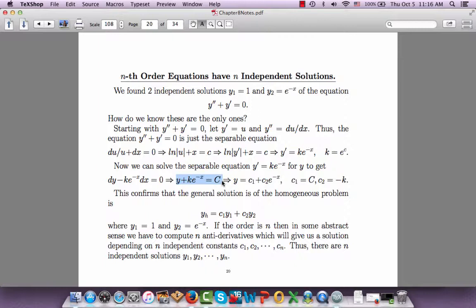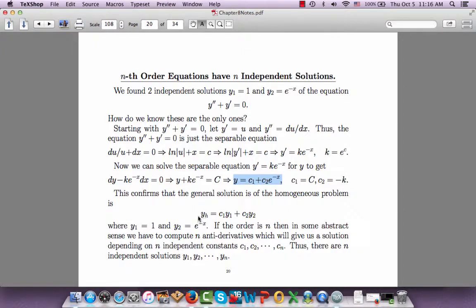Well, again, these constant names don't matter. So all we're really saying is, what is y? It has to have the form of a constant, we'll call it C1, plus a constant multiple of e to the minus x. If you plug this into the original equation, you'll see it will satisfy it, regardless of the values of the constants C1 and C2.